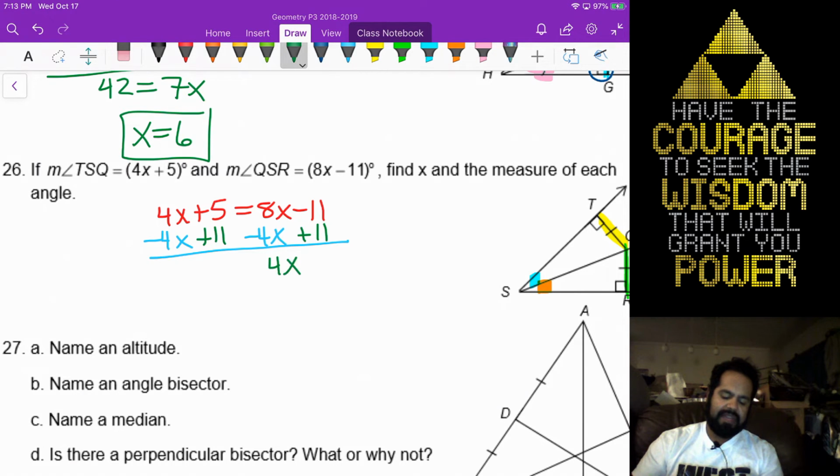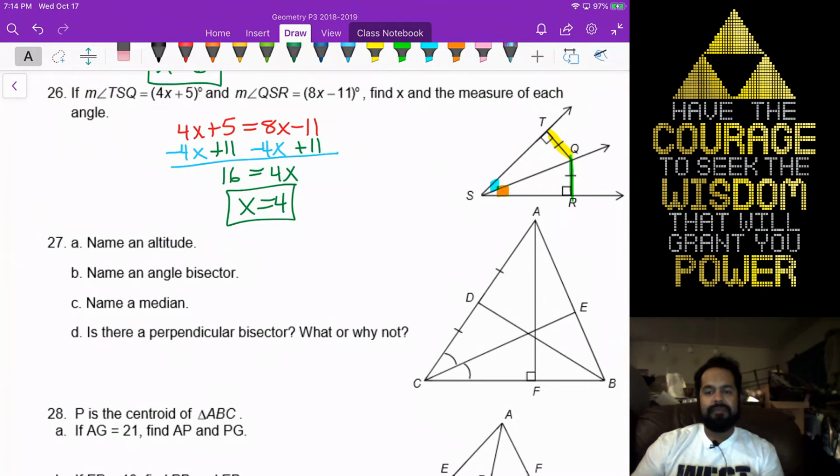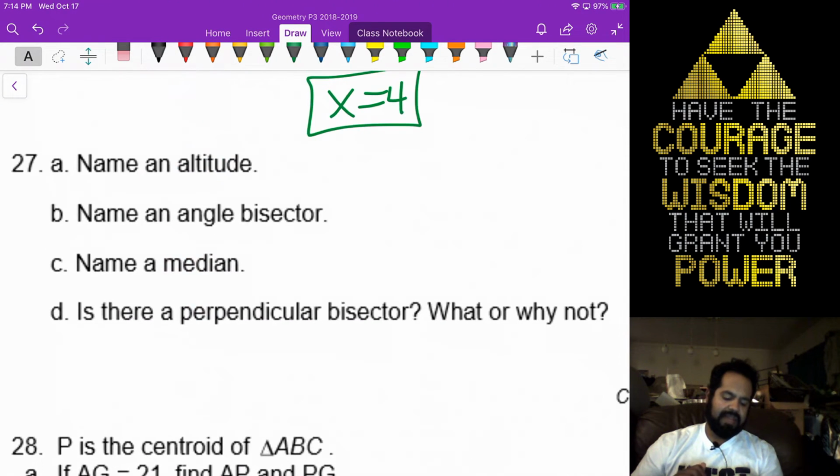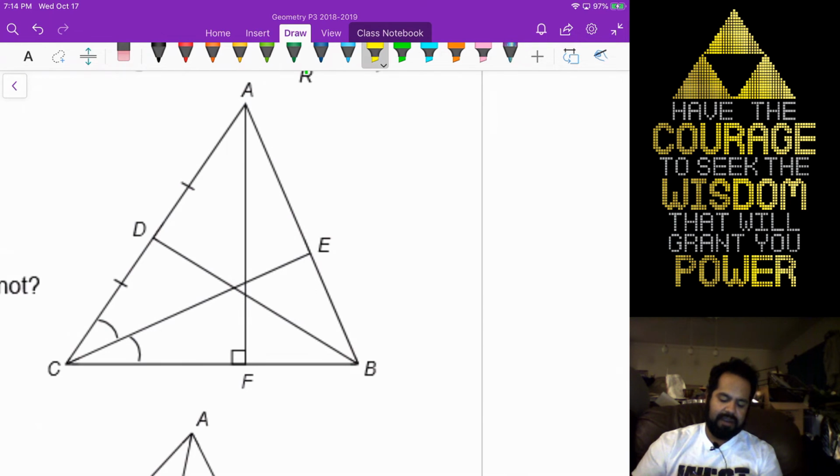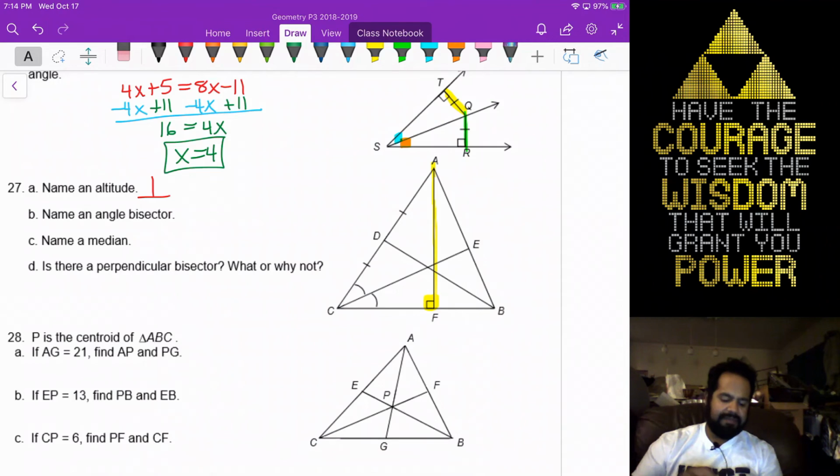So then we're going to have 4x equals 16, x equals 4. Okay. Naming parts. Altitude. For altitudes, we look for the perpendicular, and we make sure that it goes through a vertex. So I see a perpendicular right here. I see that right angle. And I see, hey, it does indeed go through a vertex. So that means that line AF is our altitude.